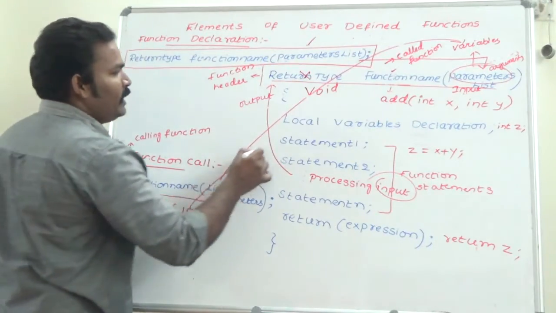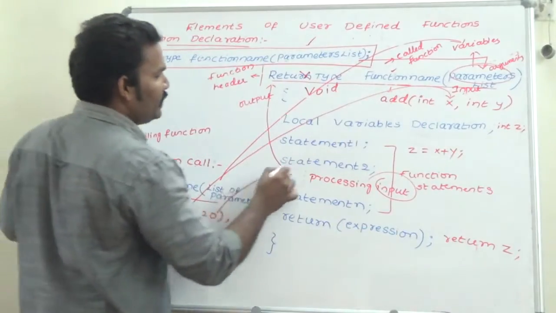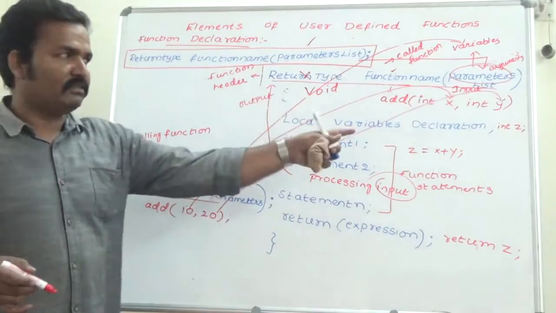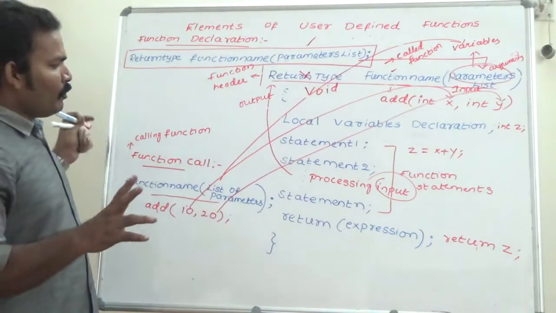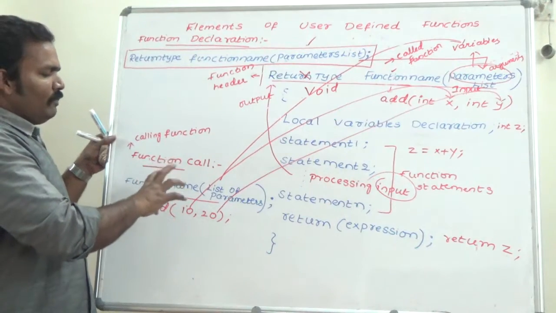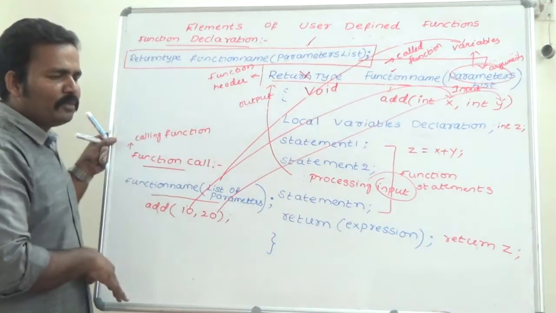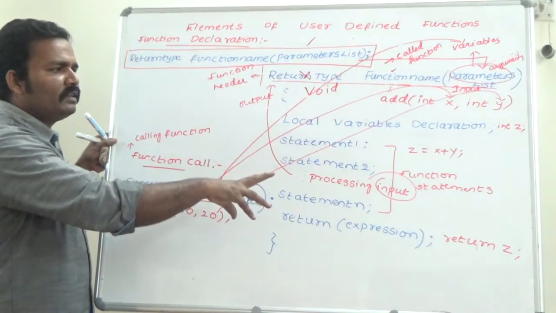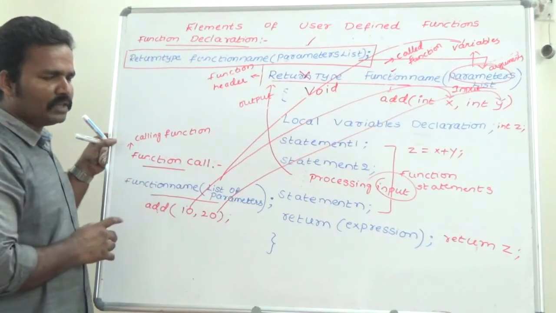So here 10 will be received by x variable, and 20 will be received by y variable. Here you should remember one point. From where can we call a function? We can call a function from anywhere in our program. But here user defined functions are called from main function.